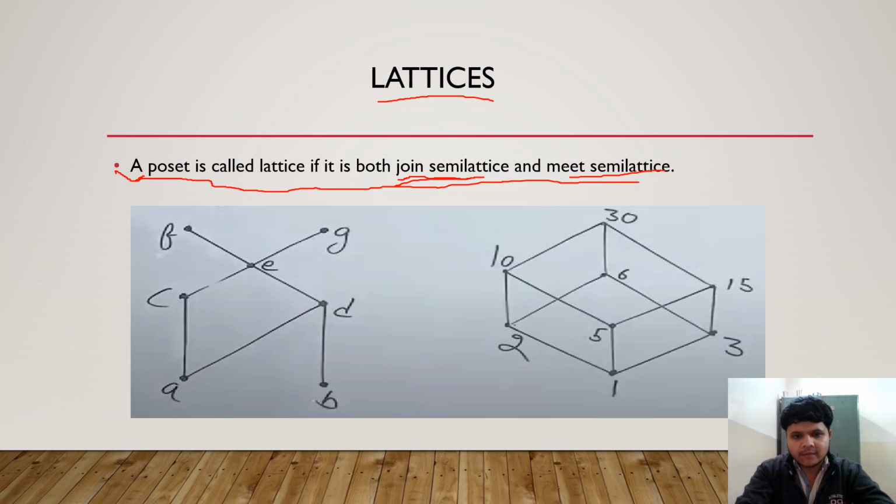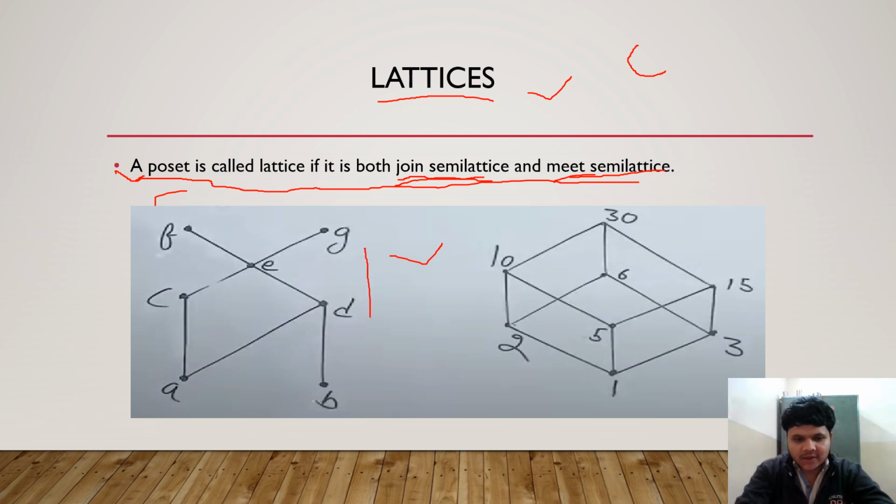Now we all know what a join semilattice is and what a meet semilattice is. In a join semilattice, the least upper bound is there for every pair, and in a meet semilattice, the greatest lower bound is there for every pair. So again we have taken the same examples, because from these two examples it will be clear which type of poset is a lattice and which type of poset is not a lattice.